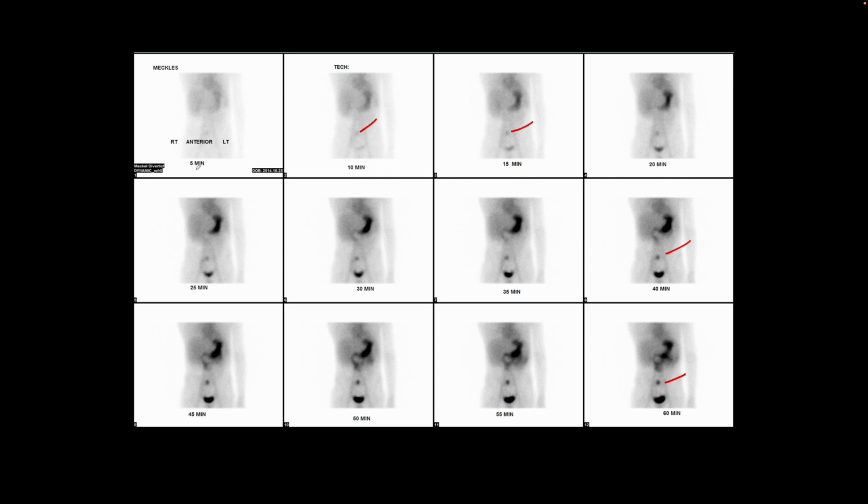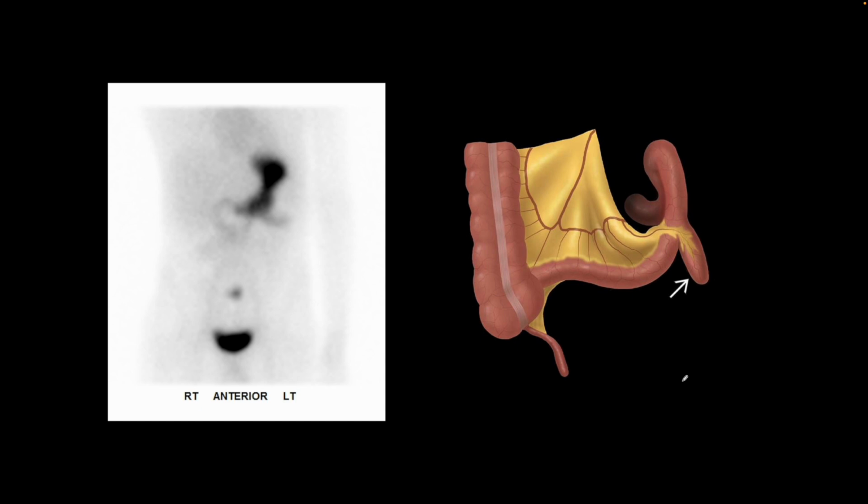And so this patient was imaged for up to an hour, and we see physiologic uptake in the stomach. We see excretion from the kidneys into the urinary bladder, and we see this focus that appears and becomes more intense. This is consistent with ectopic gastric mucosa in a Meckel's diverticulum. This is a static image showing the same finding, and here is a graphic showing the Meckel's diverticulum arising from the distal small bowel.